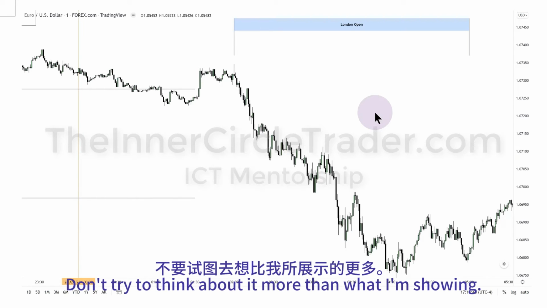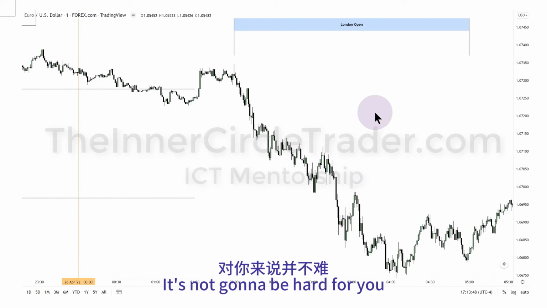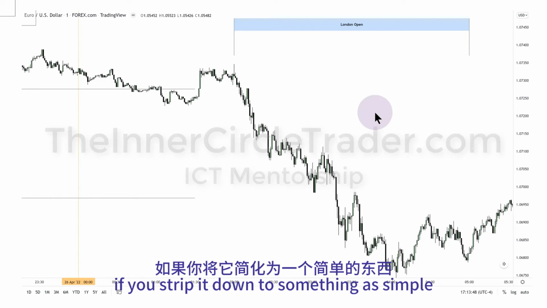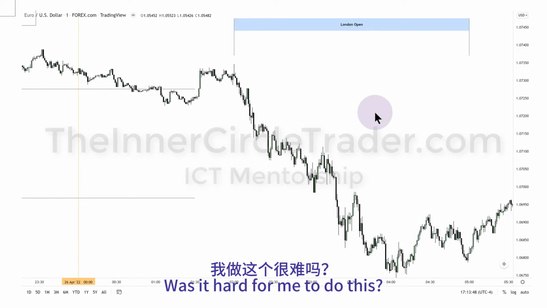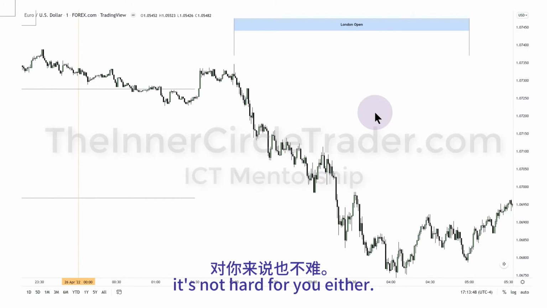Don't try to think about it more than what I'm showing. It's not going to be hard for you if you strip it down to something as simple as what I'm showing you here. Was it hard for me to do this? No, it's not hard for you either.